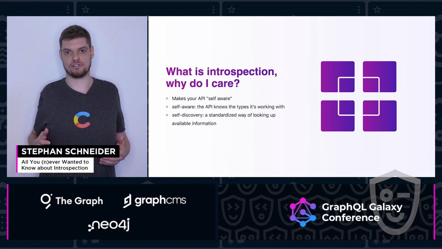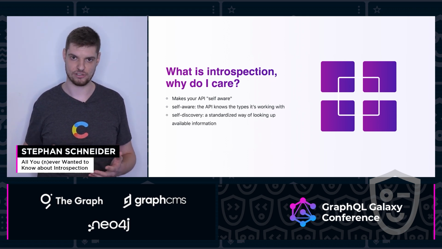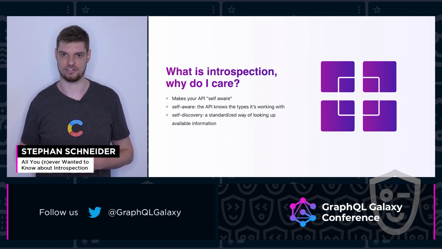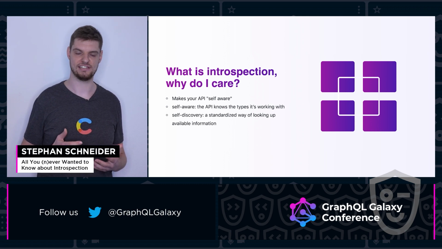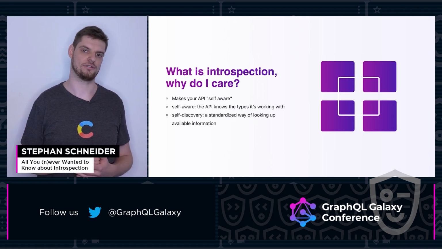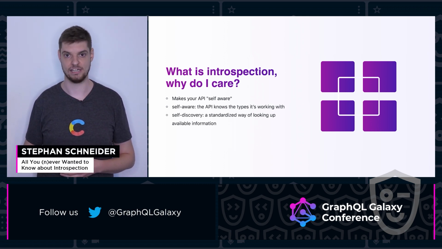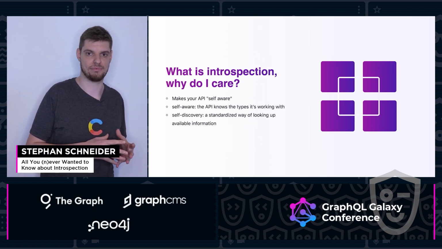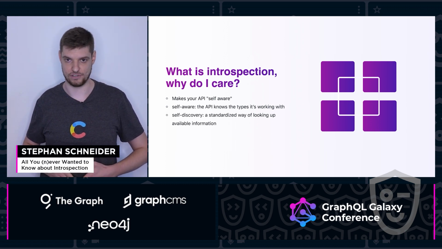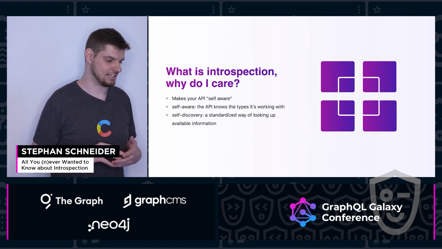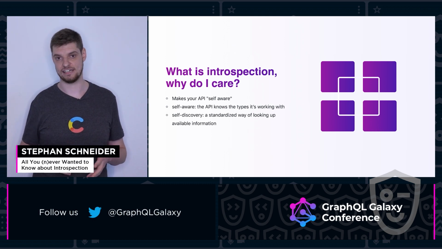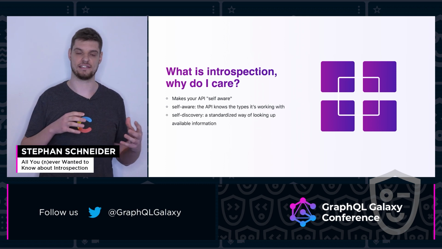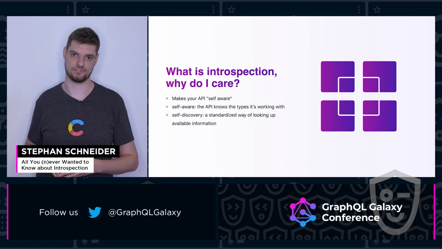So what is introspection and why should I care? Introspection is also a term used in psychology, and I really like those two terms about self-awareness and self-discoverability, and basically took them now to the technical part of introspection as well. So self-awareness means that your API knows which type it is working with and can give you that information about them. Self-discoverability means it's a standardized way that the server can make assumptions about your types and that you can use to actually fetch those types from the server.